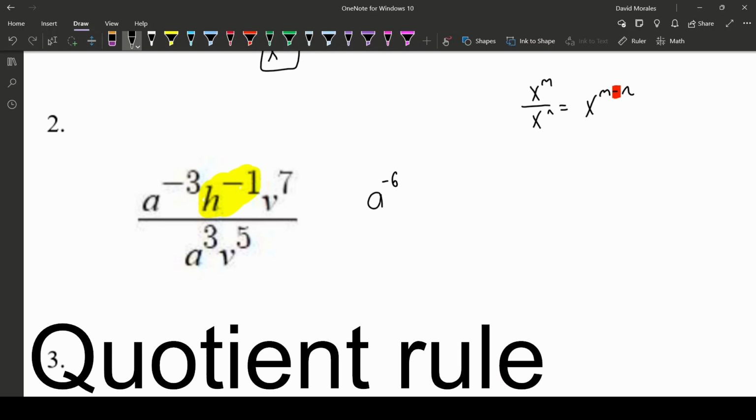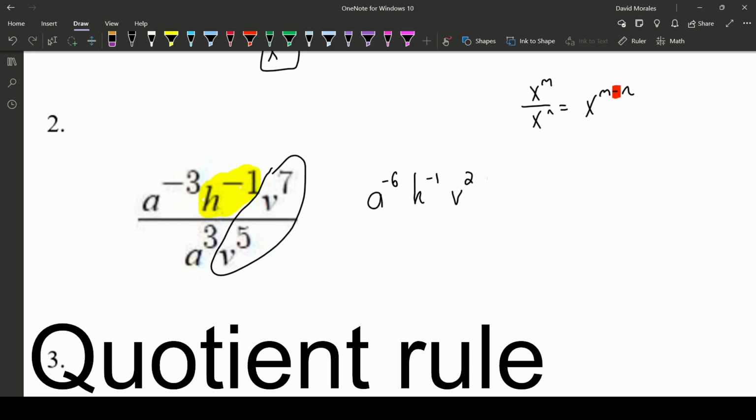Now, I'm not going to do my h. Well, actually, I am. I'm just going to rewrite my h, because I can't do anything with it. Just rewrite it. Now my v's. V to the 7 minus 5. Okay, see that minus there? Okay, what is 7 minus 5? 2.